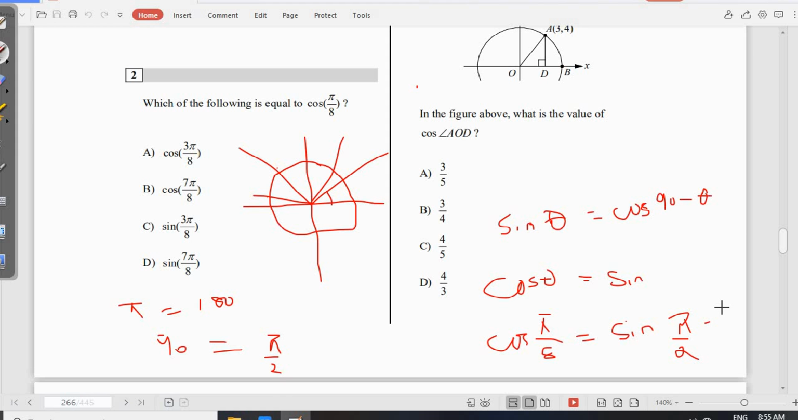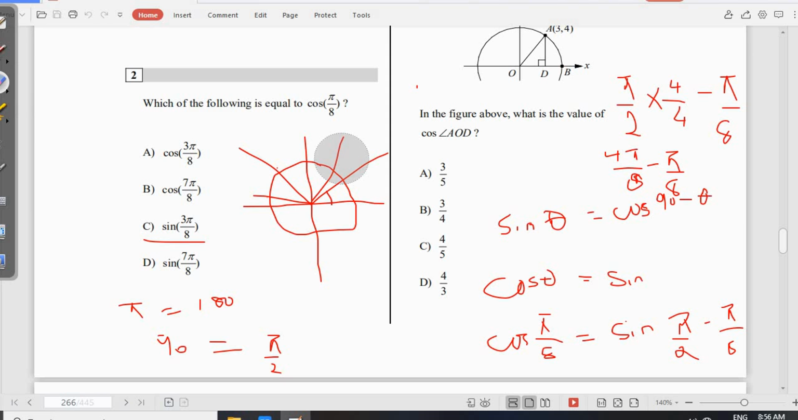minus pi/8. Let's use the same method. Pi/2, multiply it up and down by 4, so that it will give 8, then minus pi/8, and this will give you 4pi/8 minus pi/8. Yeah, you can see the answer. 4pi minus pi is 3pi/8. So you have sine 3pi/8. So that's your answer there, C.